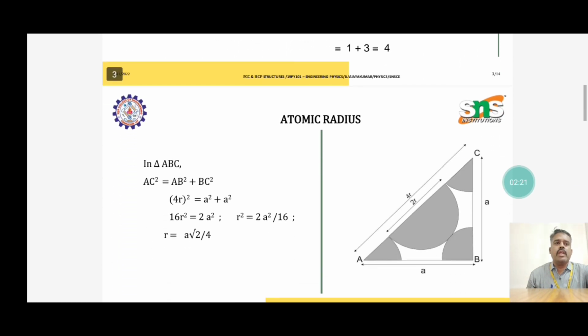The next one, atomic radius. The atomic radius is taken from the edge atom to the middle, that means the face atom. So we get one triangle ABC like this diagram, right? We get that based on the Pythagoras theorem. Finally we get the atomic radius R equal to a root 2 by 4.